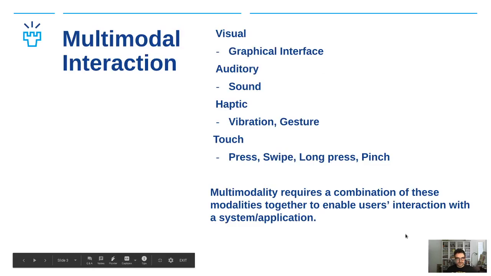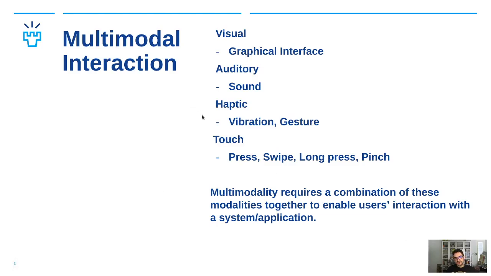So moving on to the actual class today. Multimodal interaction involves the senses of the human: the visual, the auditory, the haptics, and the touch. This is multimodal interaction from a mobile standpoint. The visual side is the actual graphics interface of the application. Auditory is the sound that your phone can make. Haptic is probably going to take the shape of vibration or gesture recognition. And touch is normally the press, the swipes, the long presses and pinching. When you think about multimodality, you would combine a set of these together in order to enable the user interaction with your application or system.